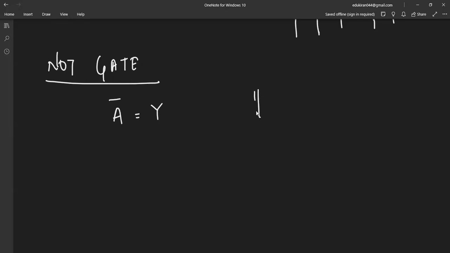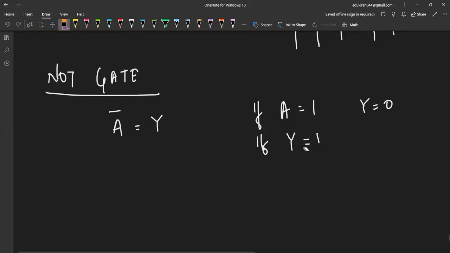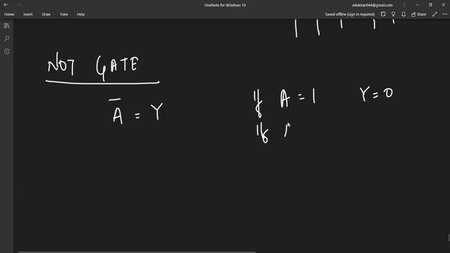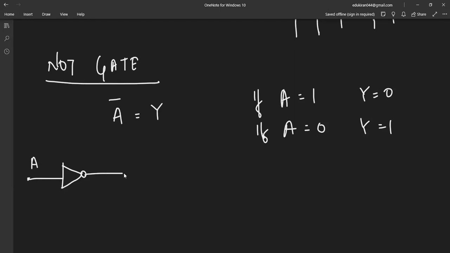That means if A is equal to 1, Y will be 0. If A is equal to 0, Y will be equal to 1. So this is how this works. This is how we represent it. This is A, this is Y. All right. So this is just the truth table.